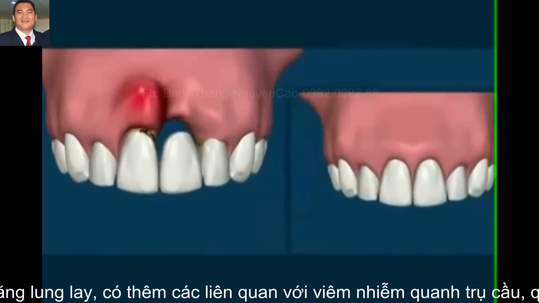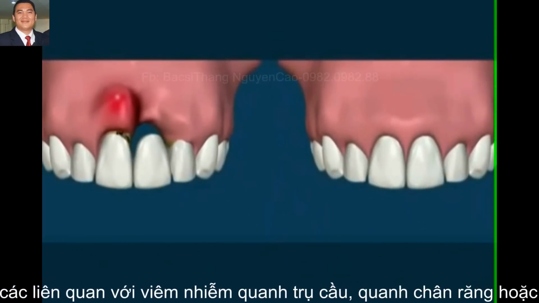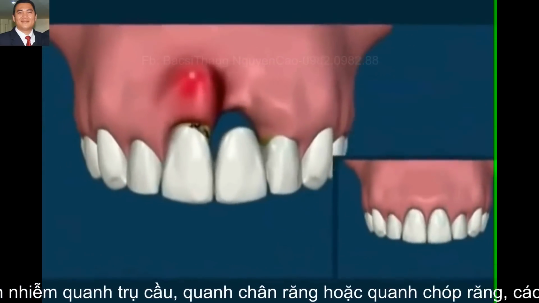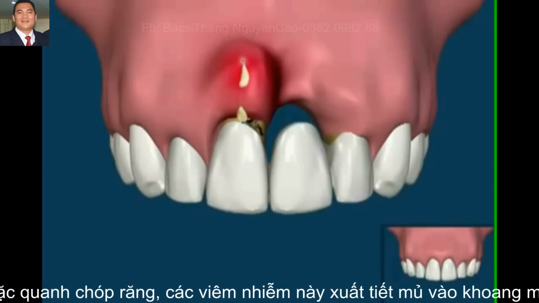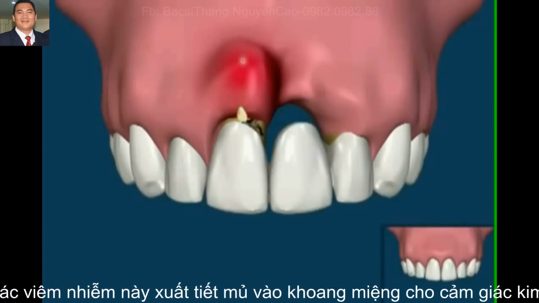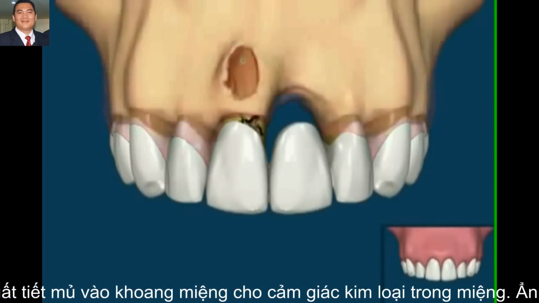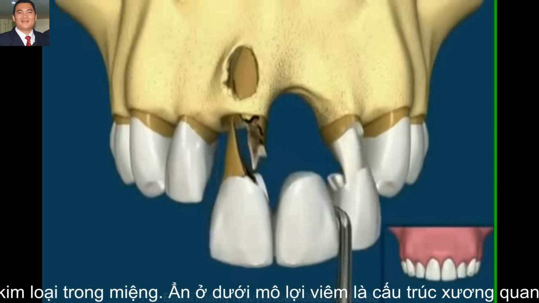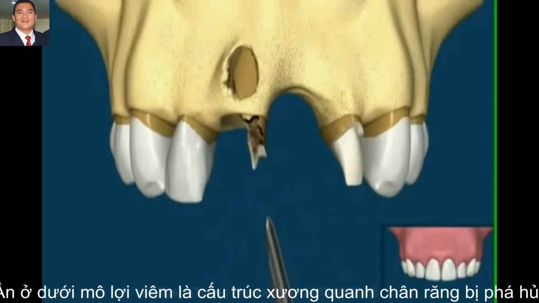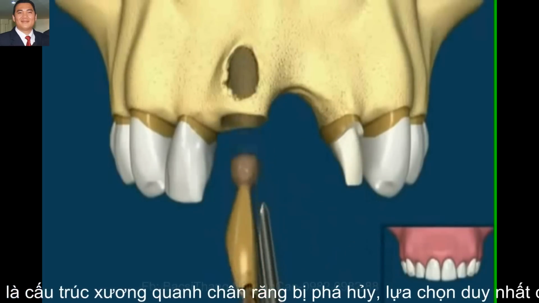Comparing the two options again highlights the advantage of not encroaching on the adjacent teeth. The infections can create unsightly pus that drains into the mouth, creating a metallic taste and bad breath. Below the gums we have bone destruction. The only solution at this time is to remove the bridge and the destroyed tooth as well.